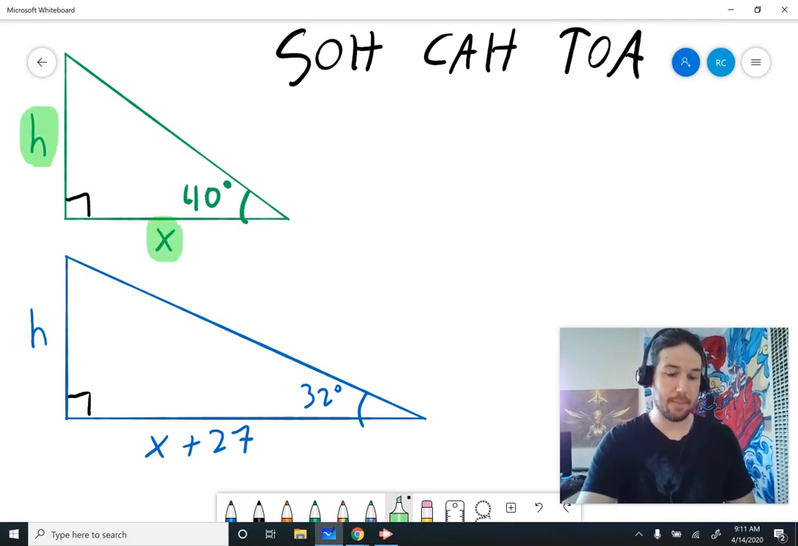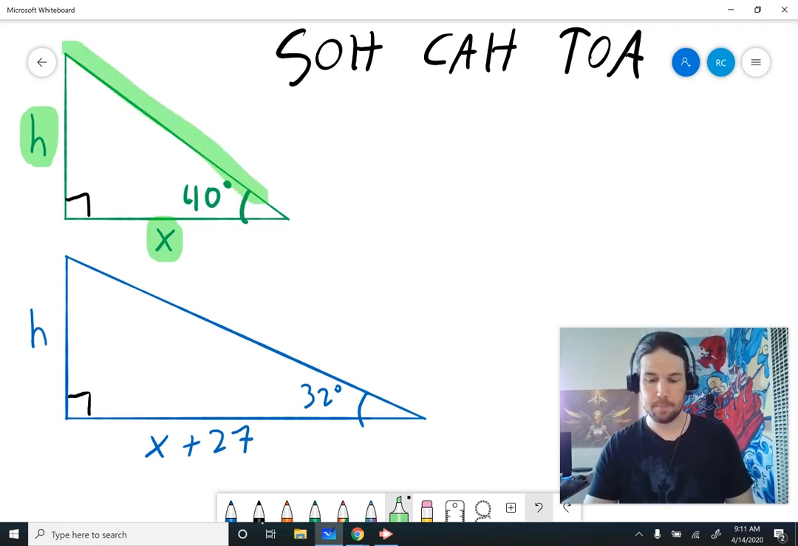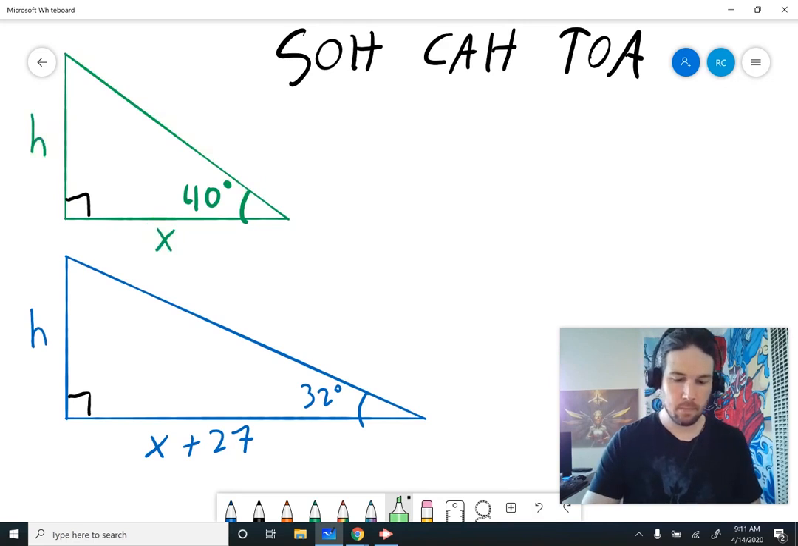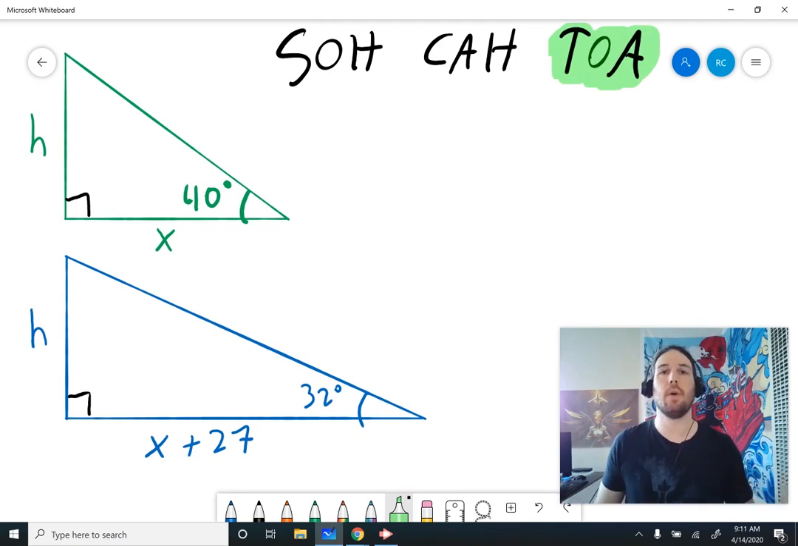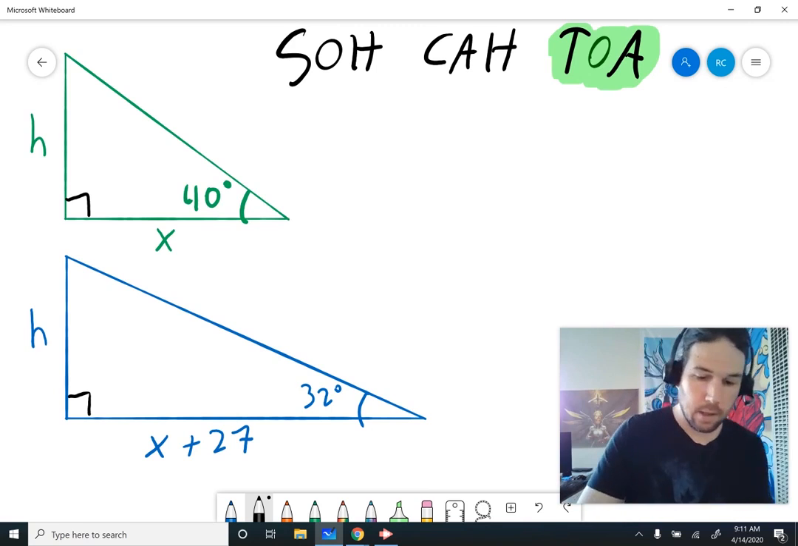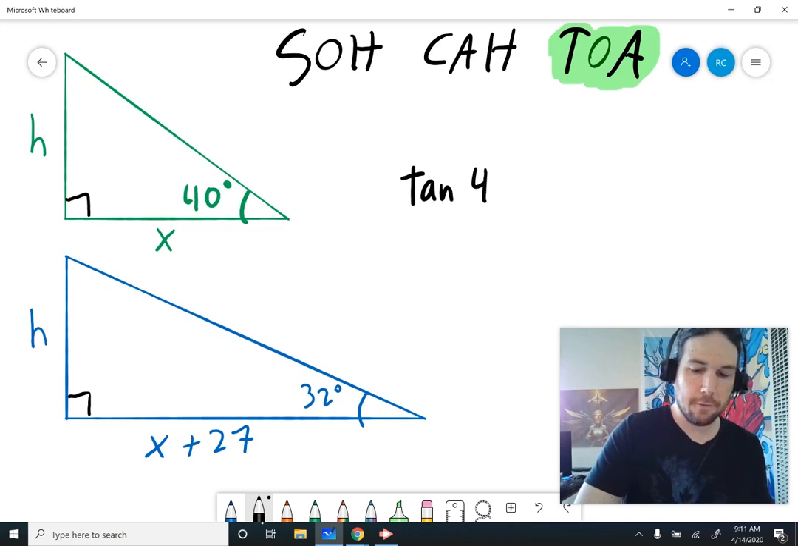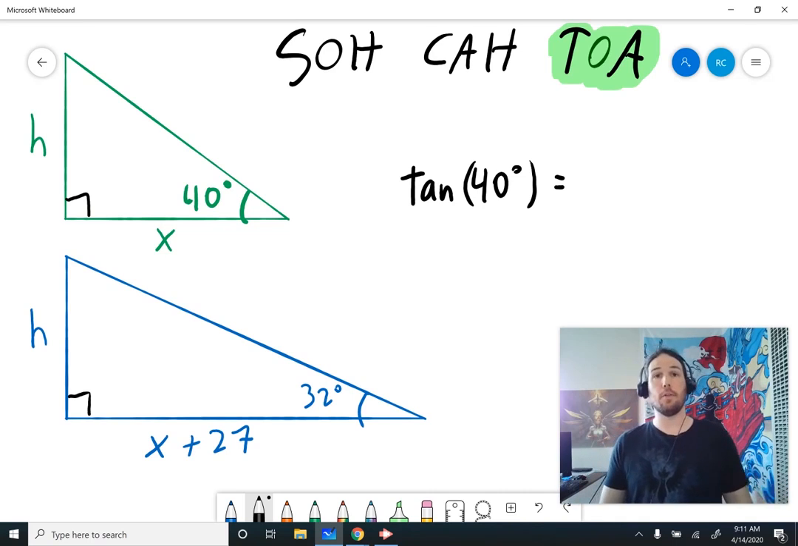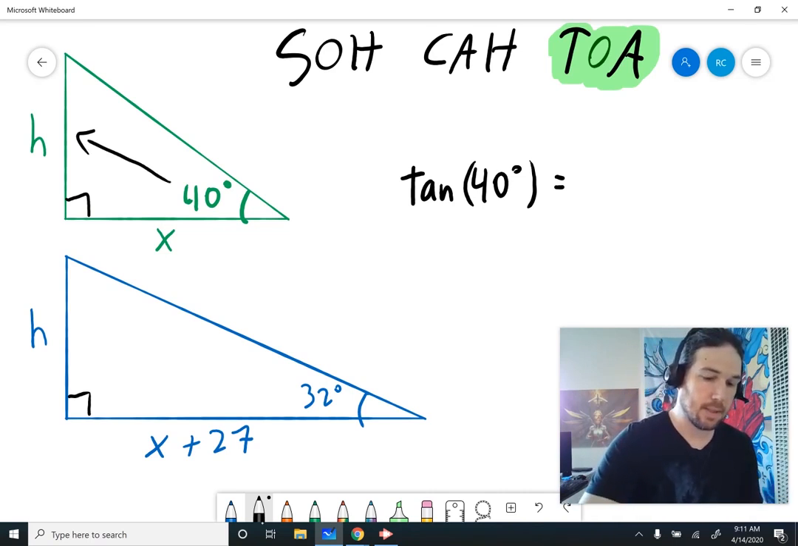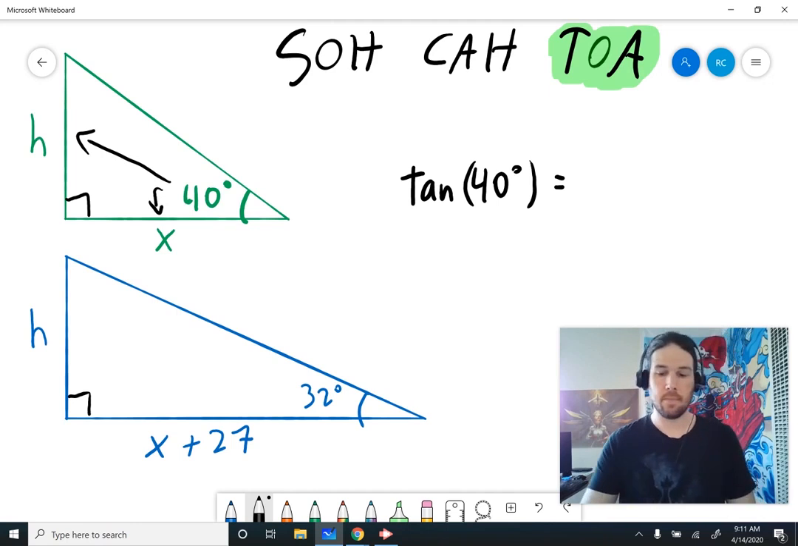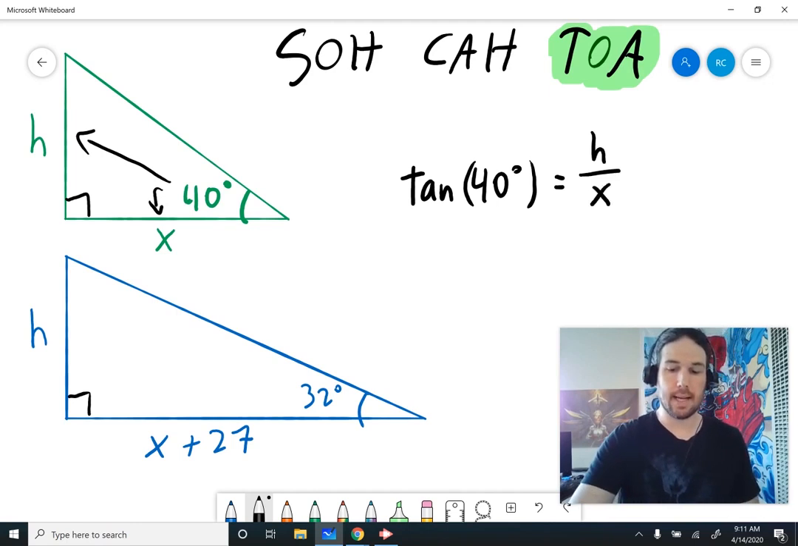Okay, so it looks to me like we've got on both of these the opposite leg and the adjacent leg. In neither of these are we really caring about the hypotenuse. So that's tangent. Tangent is the one that has opposite and adjacent. So we're going to end up with two equations here, and we're going to use those together. So we know that tangent of 40 degrees is equal to opposite over adjacent, H over x.